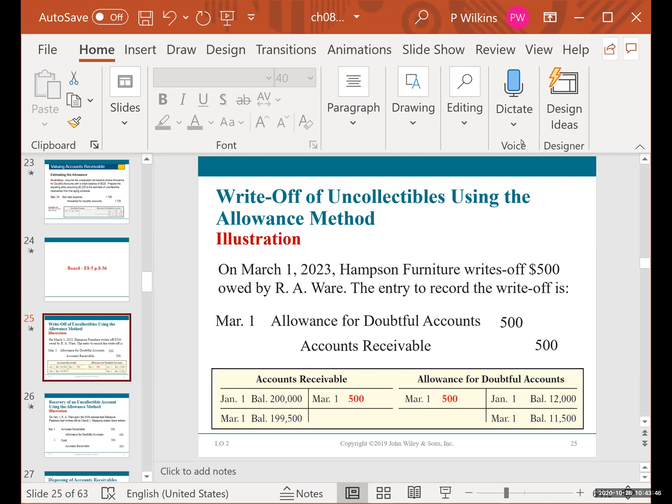So on March 1st, 2023, Hampson Furniture writes off $500 owed by R.A. War. So the entry to record the write-off is they're going to debit allowance for doubtful accounts to remove the money from that account, and they're going to credit accounts receivable. So they're saying that the money's no longer doubtful, it's going to go bad. It actually went bad. So they're writing it off. They're taking it out of accounts receivable. It's already part of bad debt expense because we put it into bad debt when we did the allowance at the beginning of the year. Okay.